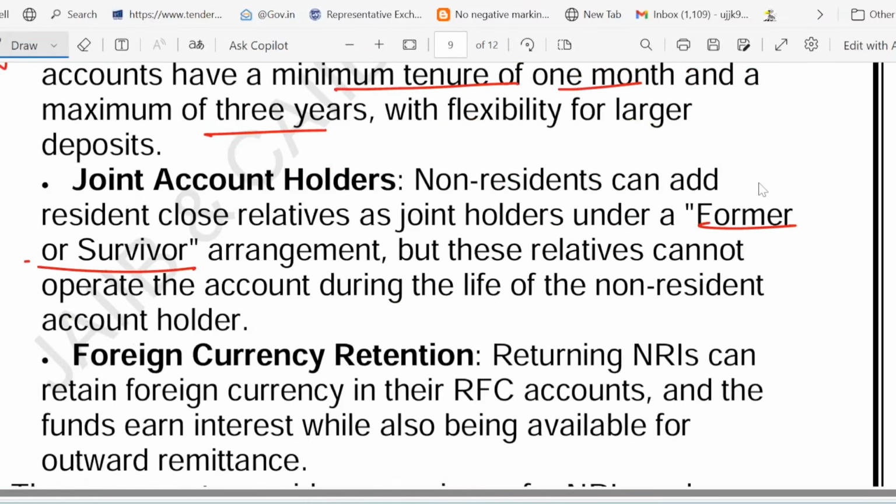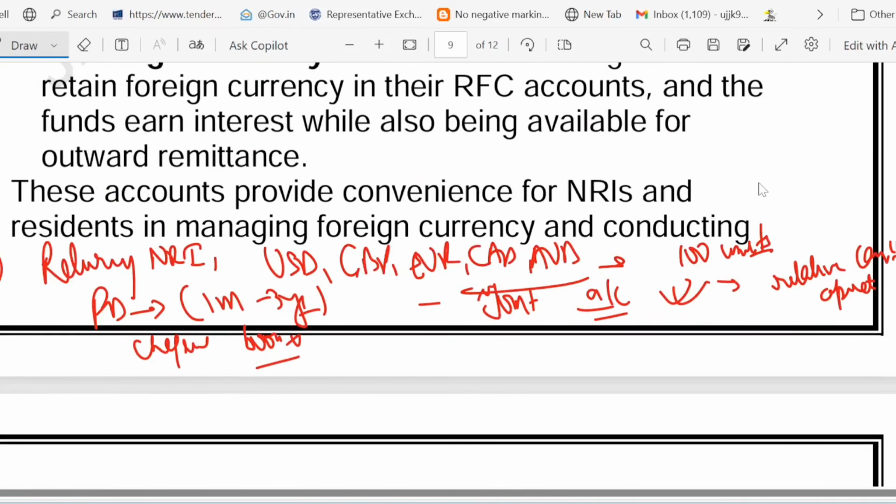Then in the next slide we talked about the RFC account. The RFC account is for returning NRIs. Five currencies can be used: dollar, GBP, euro, CAD, and Australian dollar. If you want to open an FD, minimum maturity is 1 month and maximum maturity is 3 years. A joint account is permissible with former and survivor clause, and a relative can't operate the account, and a checkbook is allowed. So these are the points I have just talked about.